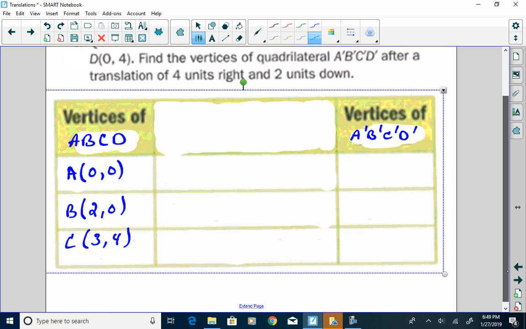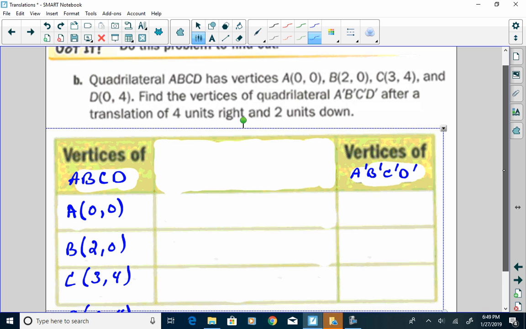And point D is located at 0, 4. So we'll put point D down here. D is located at 0, 4. Now let's talk about a rule.